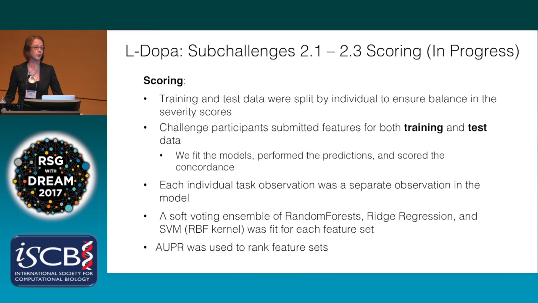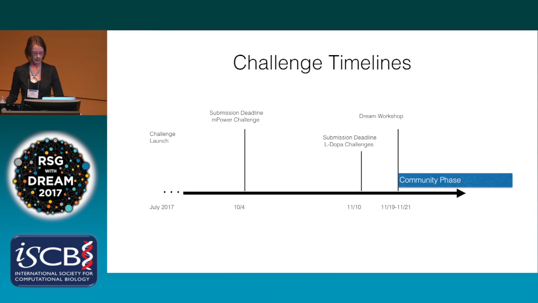here, each individual task is the unit that we're measuring because we have individual measurements on each task. Though we were sure to split the training and the test data so that if one task for an individual fell in the training data, all their tasks fell in the training data and vice versa, so as to avoid learning on individuals. And again, an ensemble model was fit. AUPR was used to rank the features.